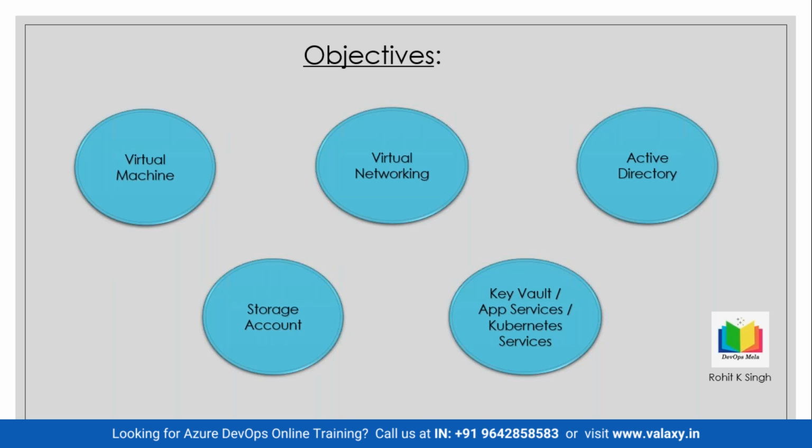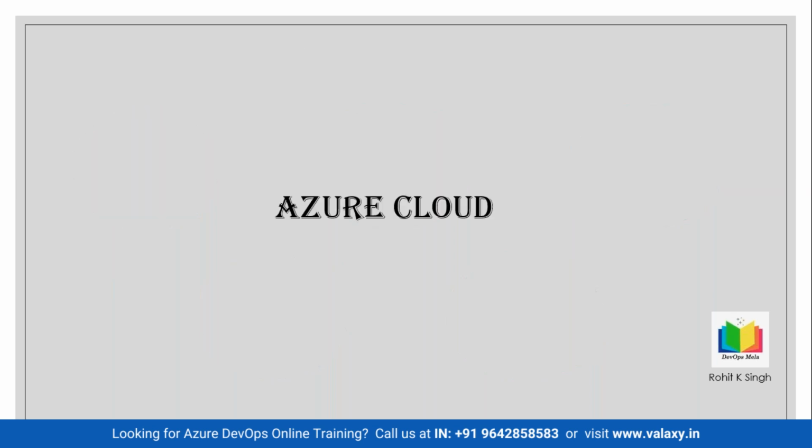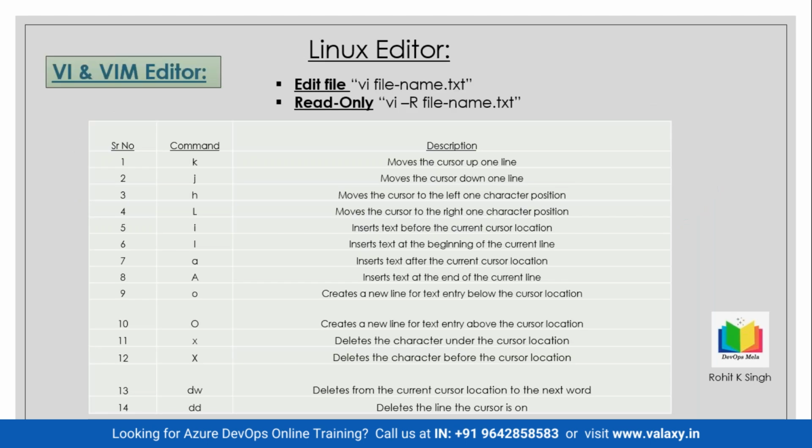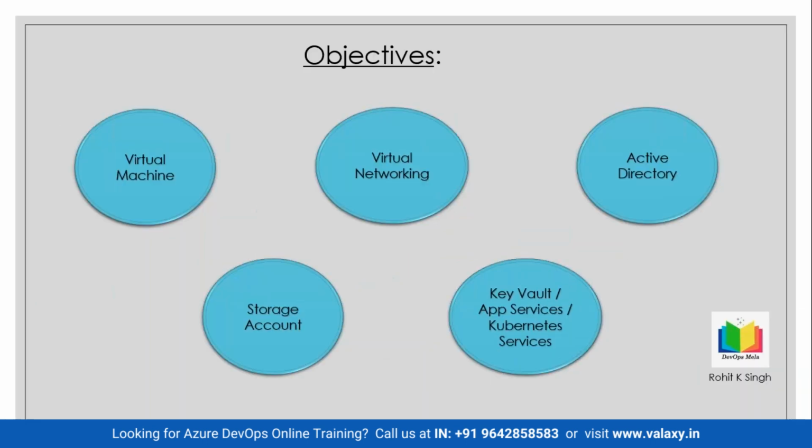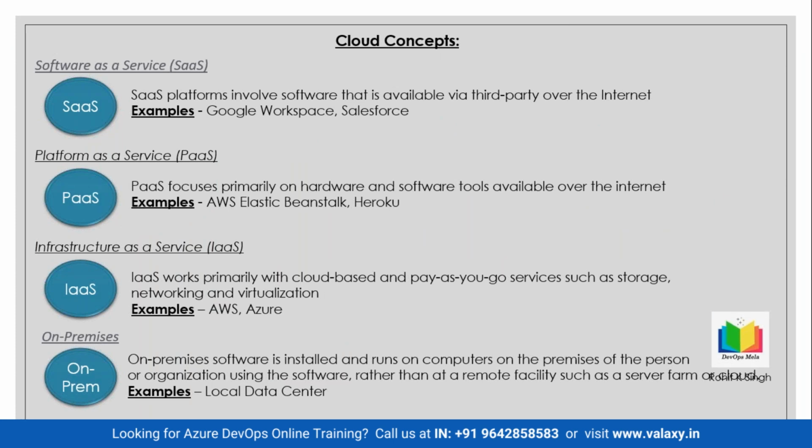Okay, so the first topic, what exactly is cloud? Very important concept of cloud. These are the very important concepts of cloud: SaaS, PaaS, and IaaS, and on-prem. Now, SaaS, we all know this is nothing but software as a service. What exactly happens in software as a service? It's a platform that involves software that is available via a third party over the internet.